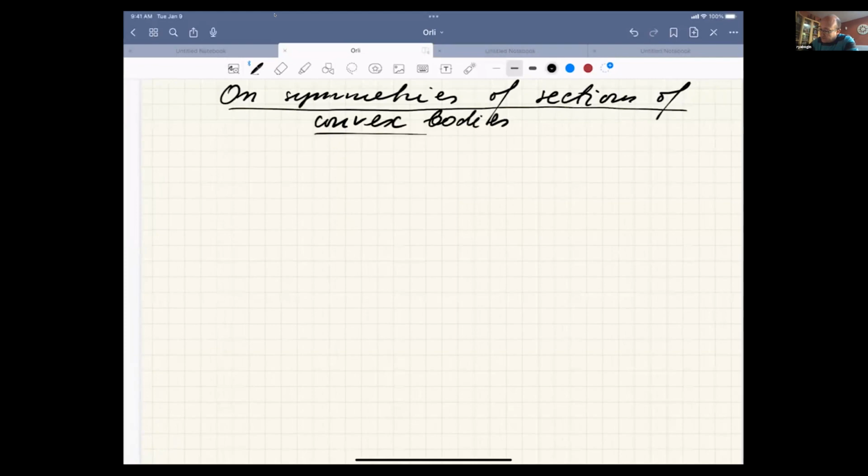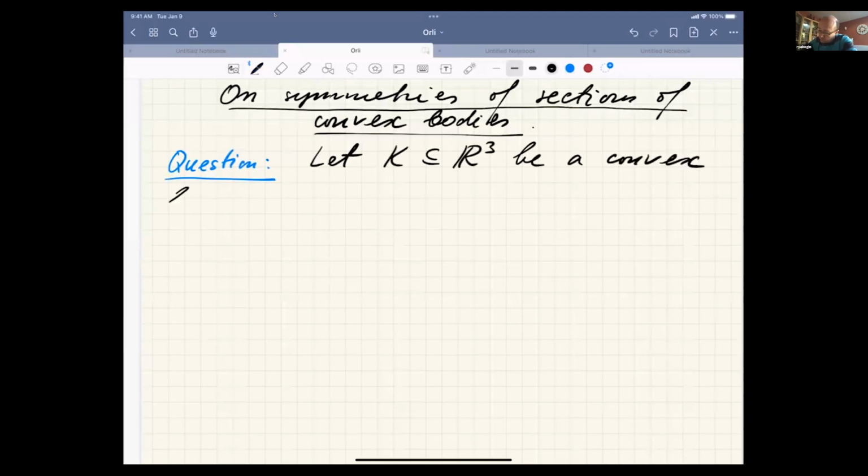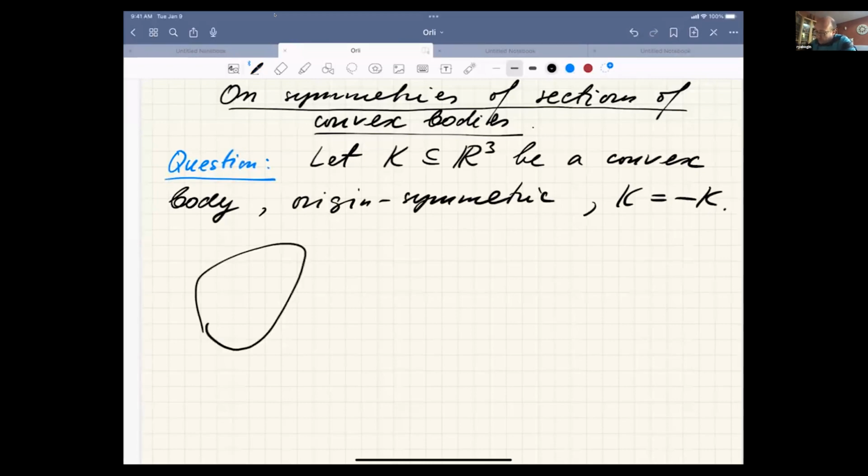Okay, so let me start with a simple question, and then we'll make it slightly more difficult. The question we are going to speak about: let K be a convex body in R3. Let's assume that this is origin symmetric, for simplicity. I mean K is equal to minus K. And so K is something like this. This is our K.